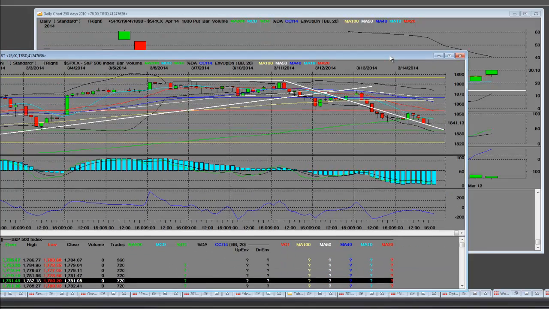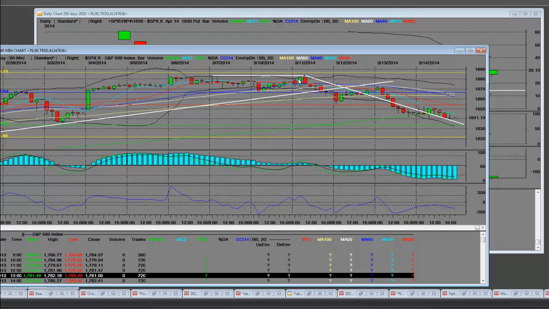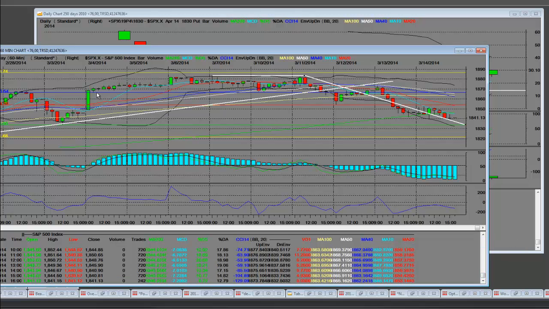Good morning. We're looking at the S&P 500. We're updating people, our other traders, people from around the world and whatnot. This is a complete 60-minute chart of that S&P 500.